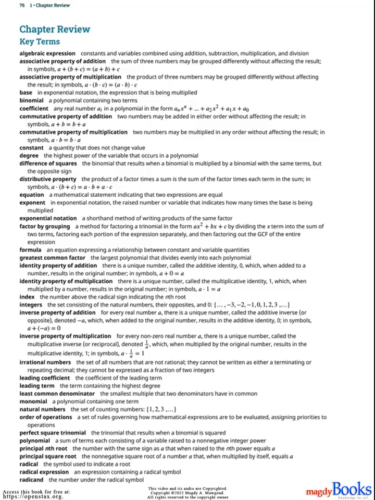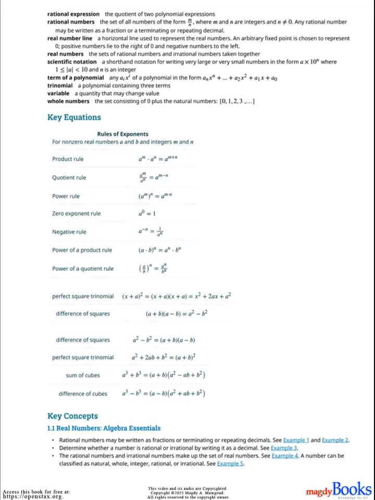Radical. The symbol used to indicate a root. Radical expression. An expression containing a radical symbol. Radicand. The number under the radical symbol. Rational expression. The quotient of two polynomial expressions. Rational numbers.